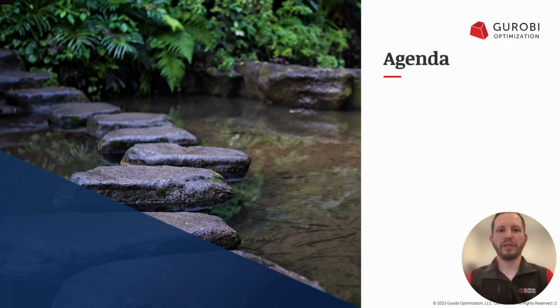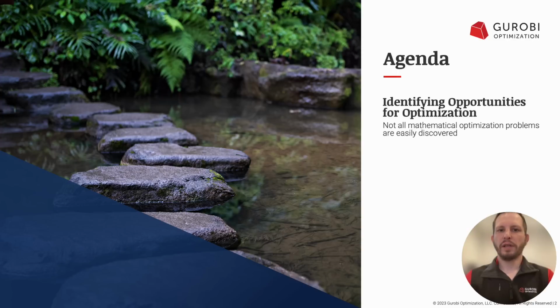All right, so let's hop into our agenda for this presentation. The first thing that I want to spend a little bit of time on is identifying opportunities for optimization. Not all mathematical optimization applications or problems just jump out at you and say, hey, use optimization to solve me. Sometimes you have to read between the lines. And so we're going to discuss that a little bit to maybe help you identify a couple extra opportunities that you may have missed and may be able to come back to, or in the future be able to identify as, hey, this would be a great opportunity to use mathematical optimization.